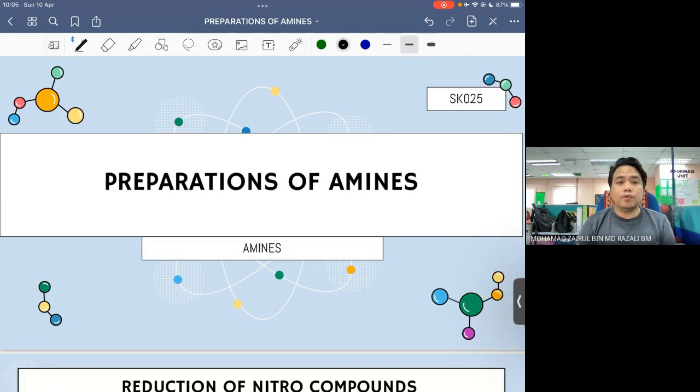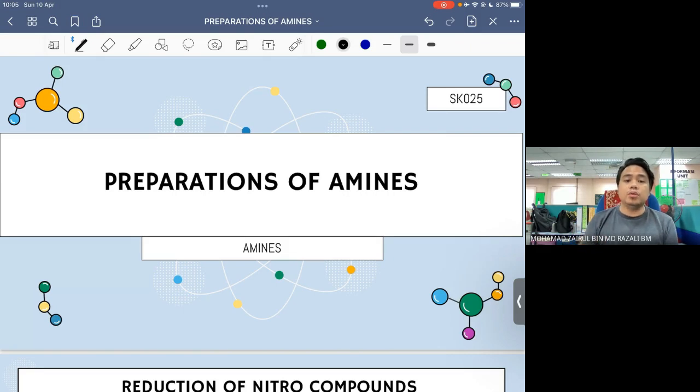So for this part of the lesson, we're going to learn about the preparations of amine. In order to prepare amine, there are several ways. We can either use the reduction of the nitro compound, or we can use reduction of amide or reduction of nitrile, and also by using Hofmann degradation.